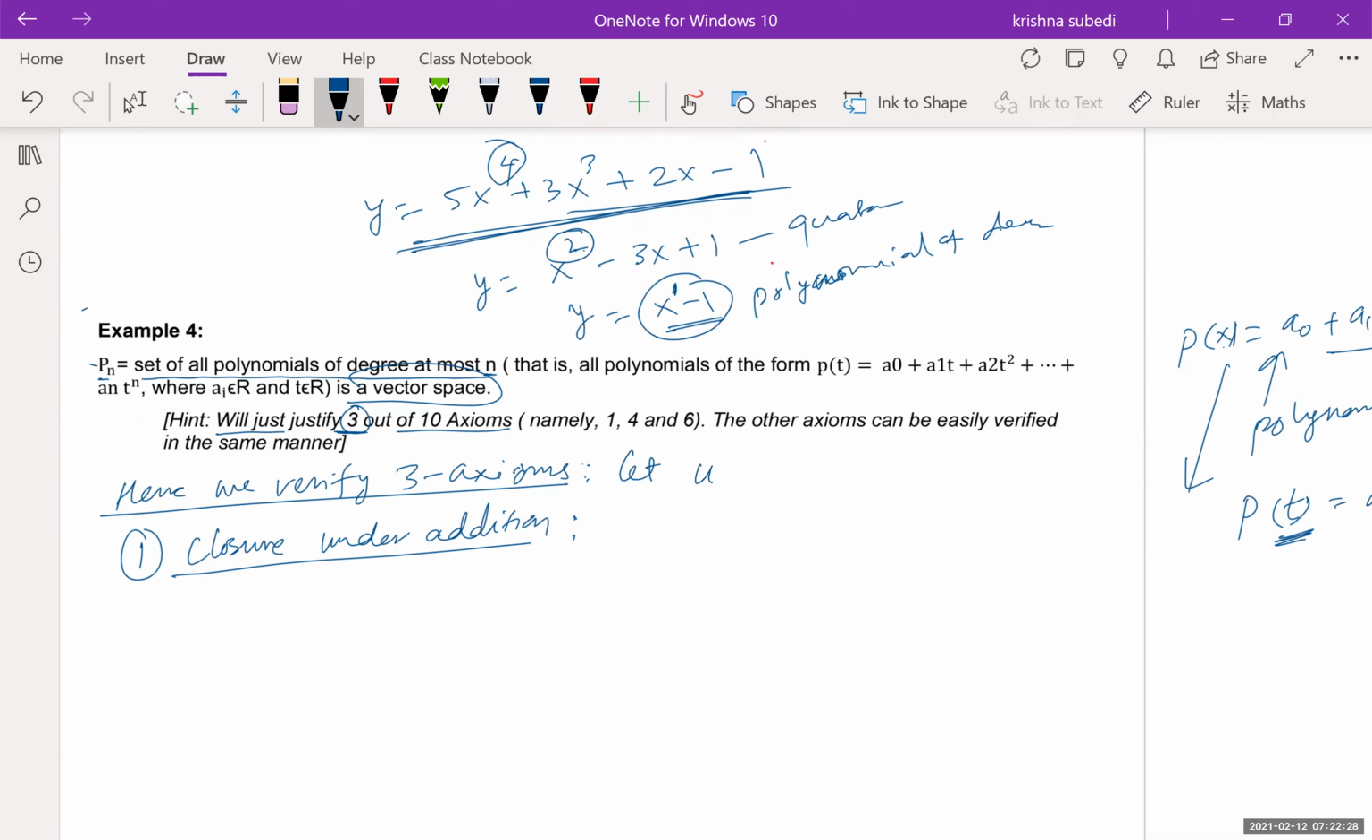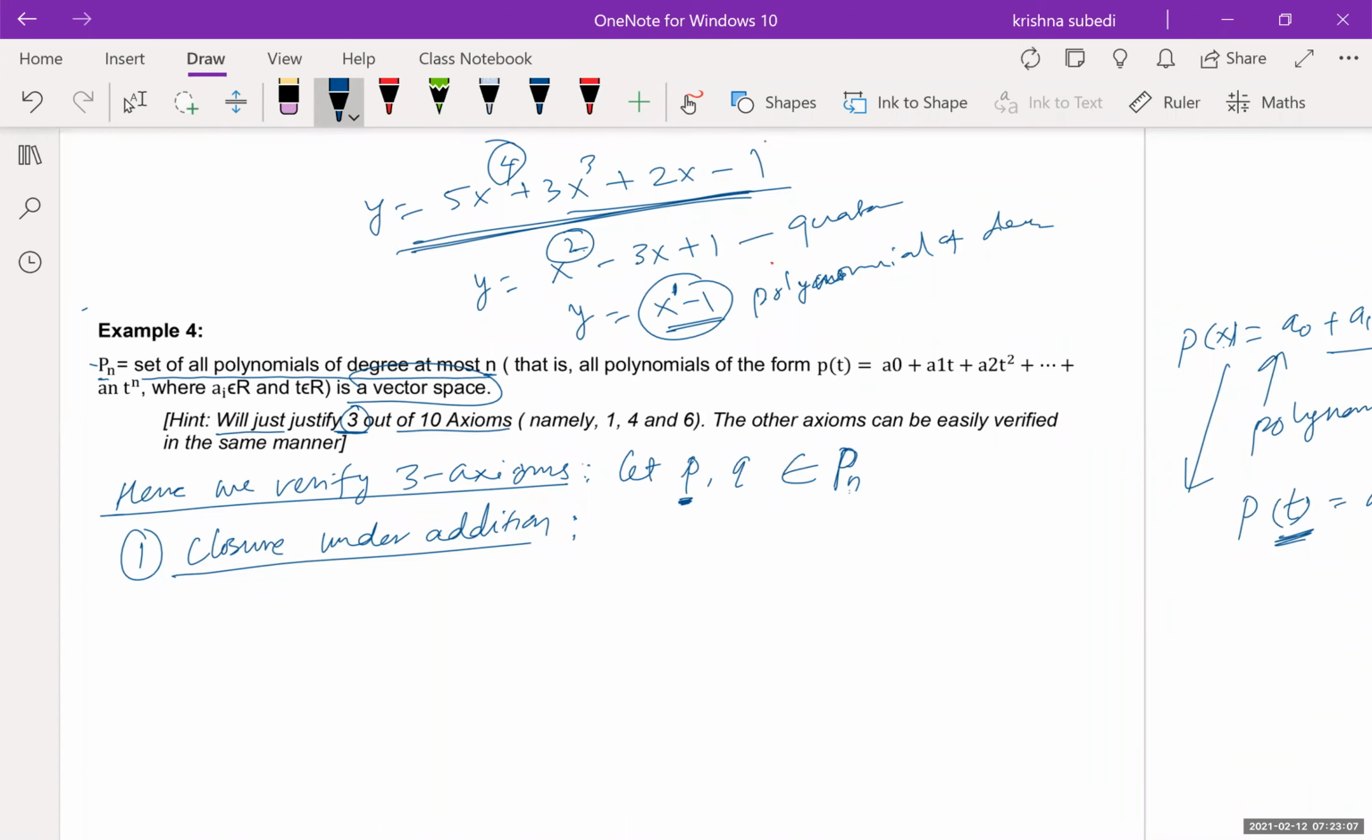Let p of t be in Pn of t, and let's consider 2 vectors. Let p and q belong to Pn. Remember, I consider this a lowercase p and this one an uppercase P. So I reserve the uppercase P to represent the set of polynomials, but this is a vector. This is one object in that space.